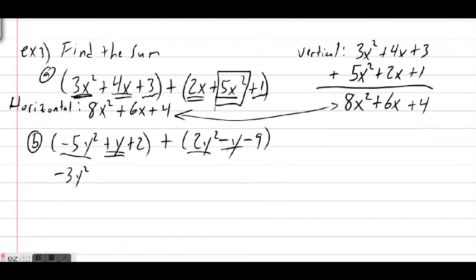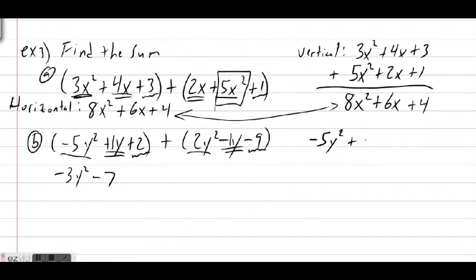Y to the first, another y to the first, so I put 2 lines under it. And recall, some of you need to write that 1 in front for yourselves. So 1y minus 1y, 0y. Do not put y. If you put y, that's telling me there's 1 there. So we leave it blank. We leave it alone. And then we have our constants. 2 minus 9, negative 7. Now if you want to do it vertically, we're just setting these on top of each other.